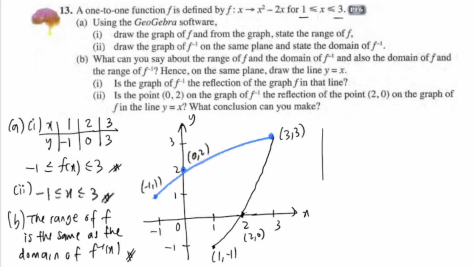Next, part B, Roman 1. Is the graph of f inverse the reflection in the line y equals x? First we have to draw the line y equals x. This time I'm going to use a red line, y equals x. Normally we use a dotted line, but you can use a solid line as well. I'll just use a solid line here. Does it look good? I think I should delete the dotted line. It's better to delete the dotted line. It looks a bit off. One more time.